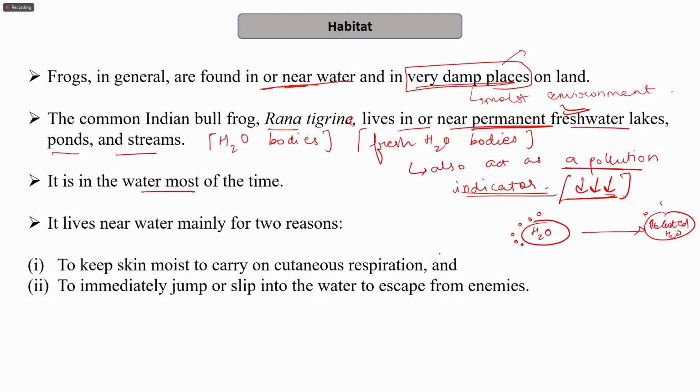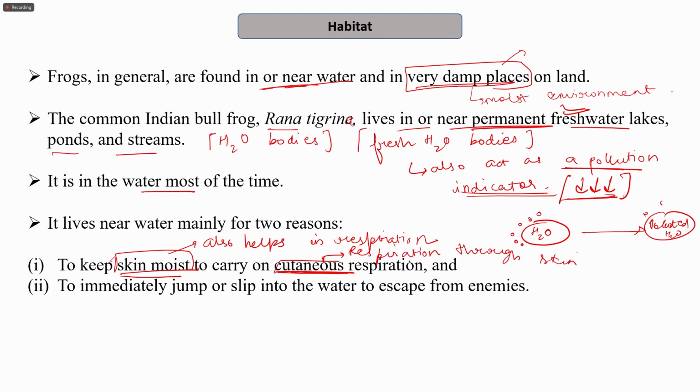It lives near water mainly for two reasons. Firstly, it helps in keeping the skin moist. This moist skin also helps in respiration, which we will see when we understand the respiratory system. So this helps in carrying on cutaneous respiration. Cutaneous respiration means respiration through skin. So to carry out cutaneous respiration, it usually lives in a moist environment to keep its skin moist.